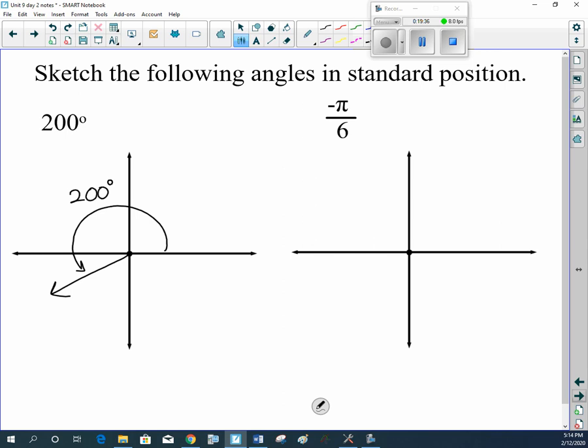Okay, and negative pi over 6. If I'm going to rotate negative pi over 6, I know I'm going to go clockwise. The problem is maybe you're not really comfortable with what pi over 6 radians is. 200 degrees you guys are really comfortable with. Pi over 6, not so much. So basically what you need to do is put in your values at your quadrantal angles. What do I mean by that? Usually you start here at 0 degrees, then this goes to 90, then 180, then 270, and then you end up at a full circle. So you've gone all the way around, and we call that 360.